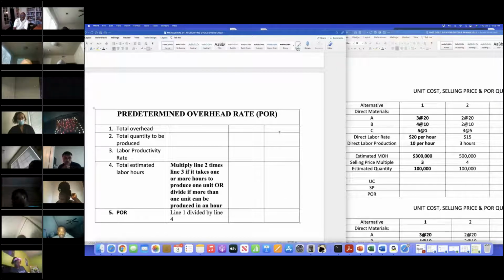We need a predetermined overhead rate because we're going to need this in a journal entry. So I gave you this table to calculate it. We put the total overhead. How much is the total overhead? 300,000. What's the quantity?